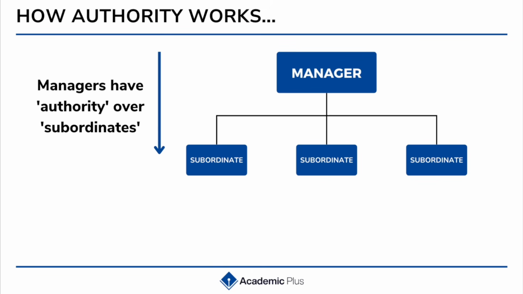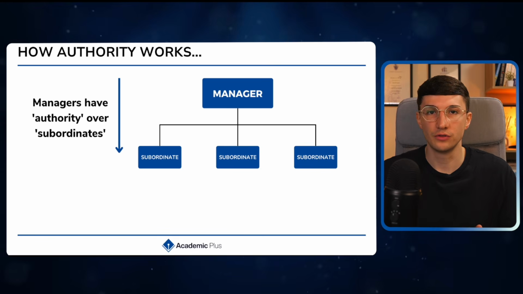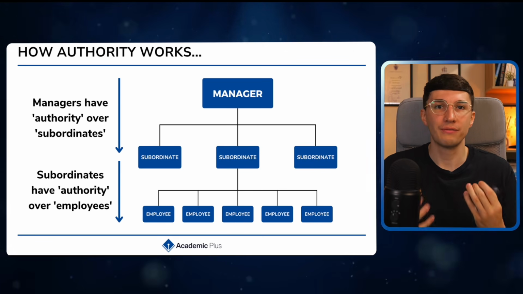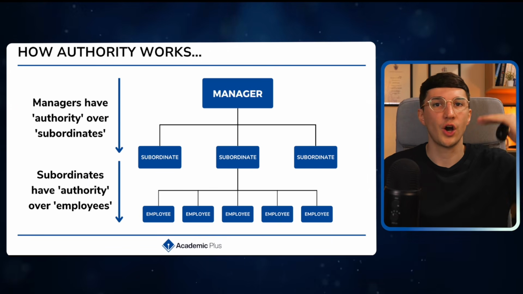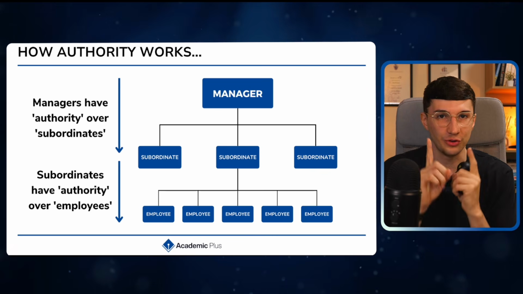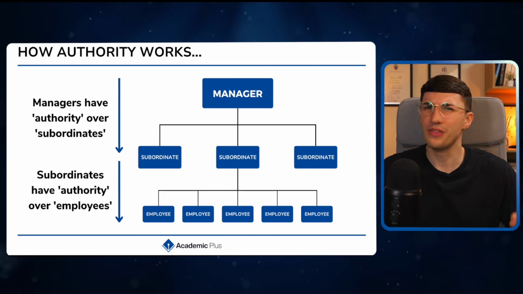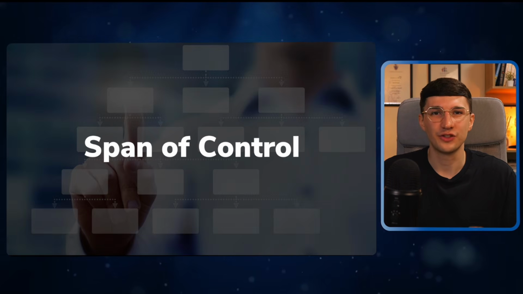And essentially, your manager has authority over those subordinates. They tell them what to do, they give specific orders. But then your subordinates may have their own chain of command where employees will report to them because they're higher up in the hierarchy. Now those subordinates will have authority over those employees, over their subordinates. We've got subordinate inception.